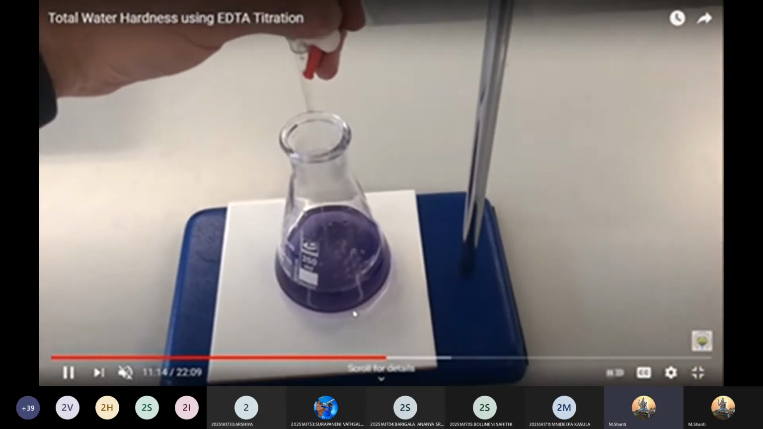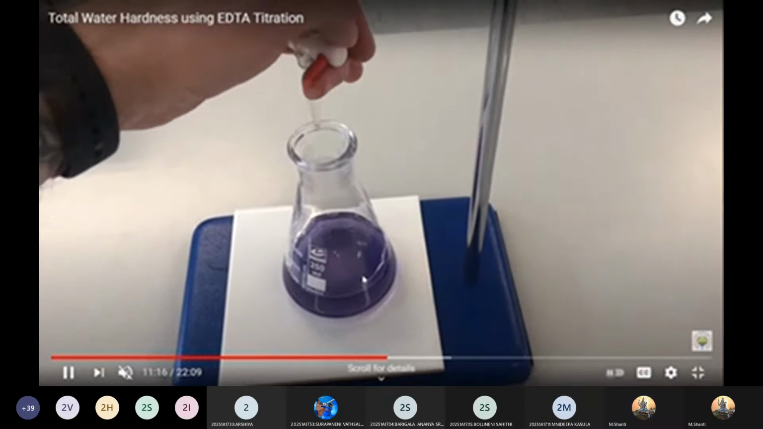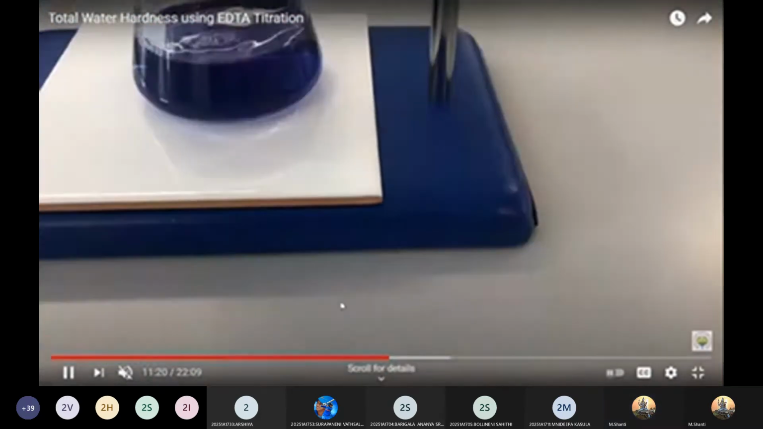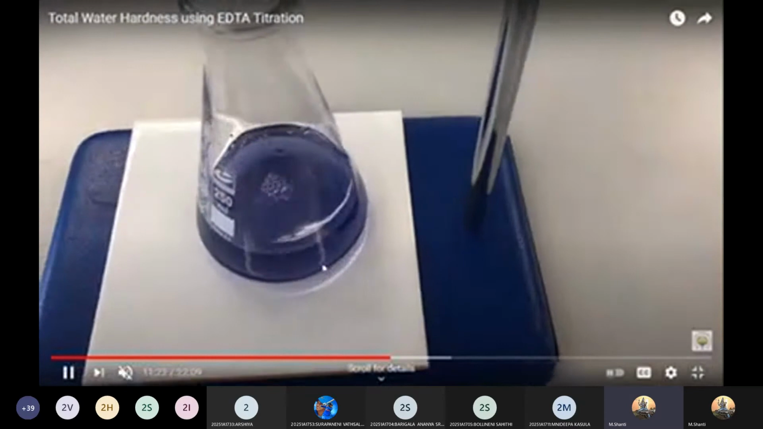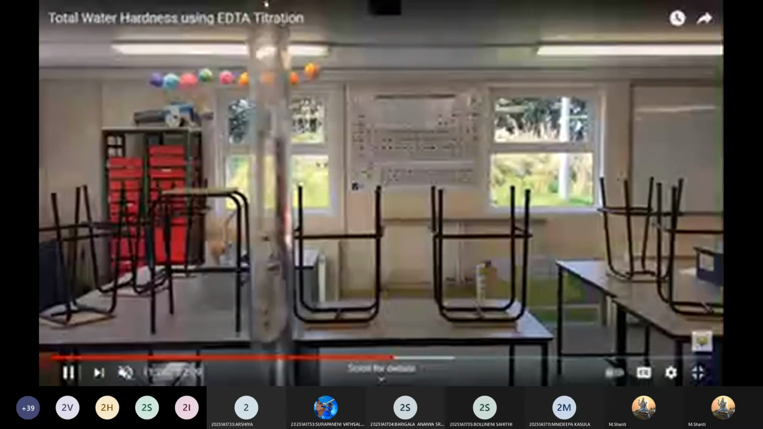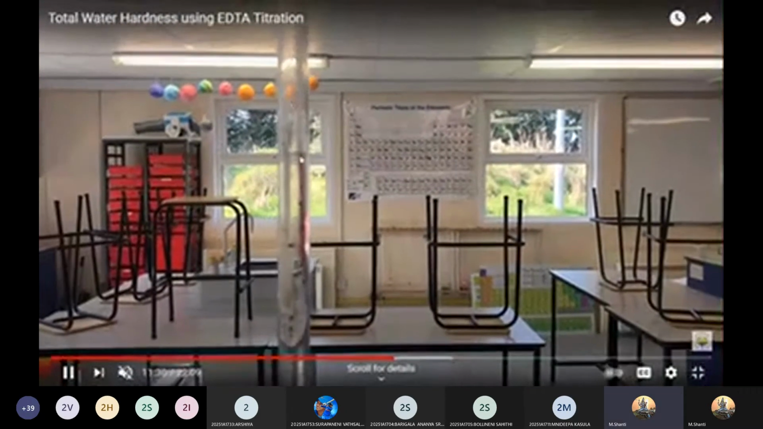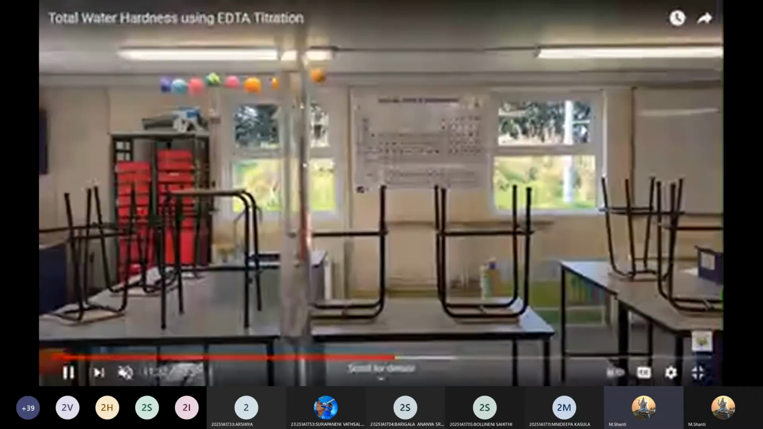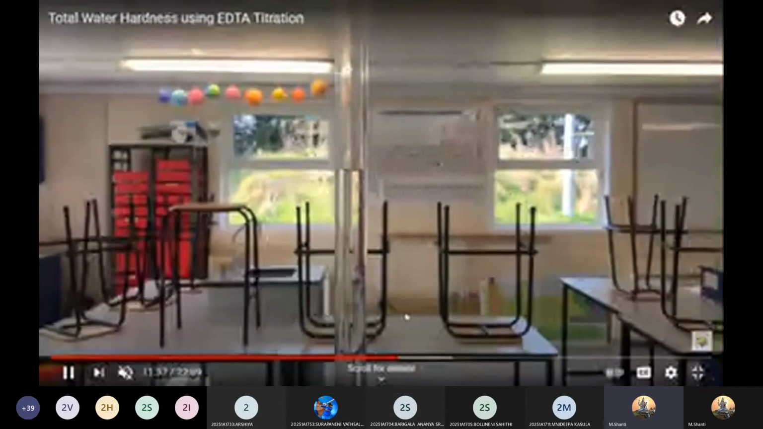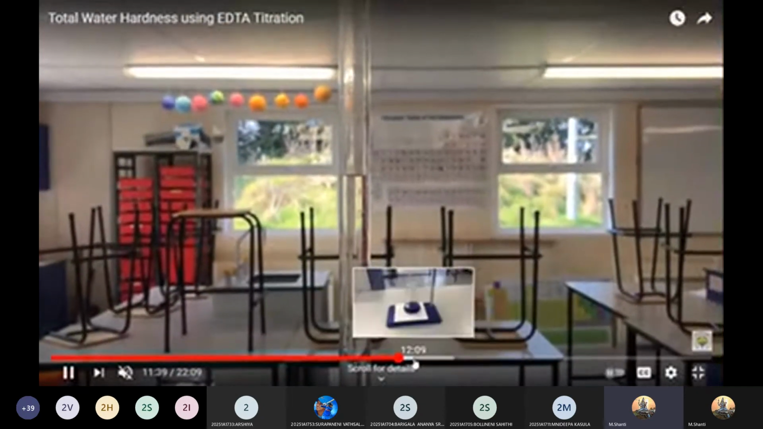So this is your blue color solution. Okay, this is the expected color. Now you can make out the difference, girls, the blue and wine red. Then you have to note down the burette reading. So how much of the EDTA has been consumed for this titration? That will be your V2. So you can substitute in the formula.